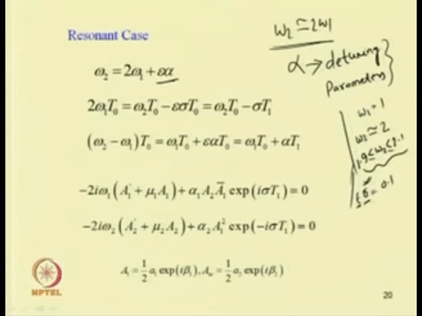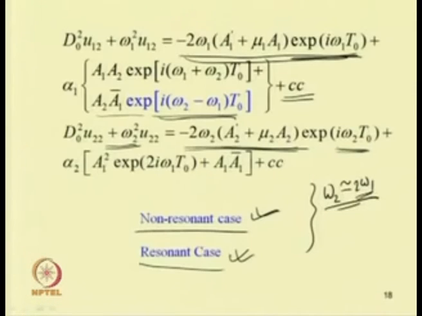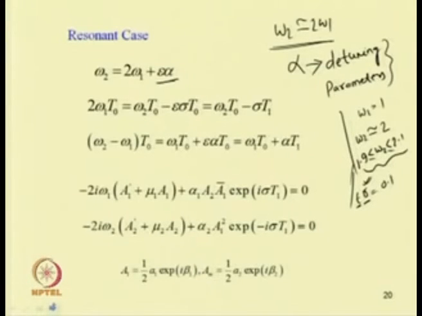So, now taking this detuning parameter, omega 2 equal to 2 omega 1 plus epsilon sigma. So, as this is present in our equation, omega 2 minus omega 1 T 0, we can express this in terms of I omega 1, so that we can have a mixed secular or near secular term, which we have to eliminate along with these secular terms to find the required reduced equation.